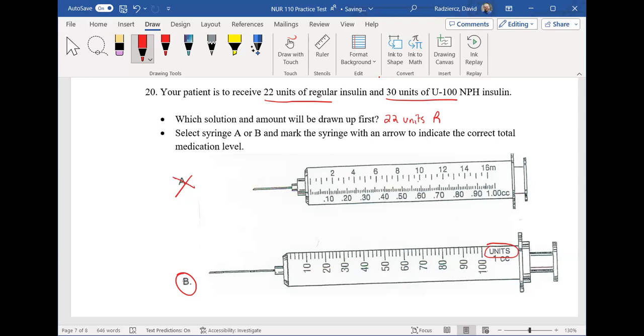Okay. Because a lot of times students will unfortunately make the mark and say, oh, it's 52. I'm going to put my mark here. Okay. But that's not 52. That's 54. So I would want to clear that out. I want to make sure I'm making that correct marking at the 52, which is going to be right here. 52 units total.